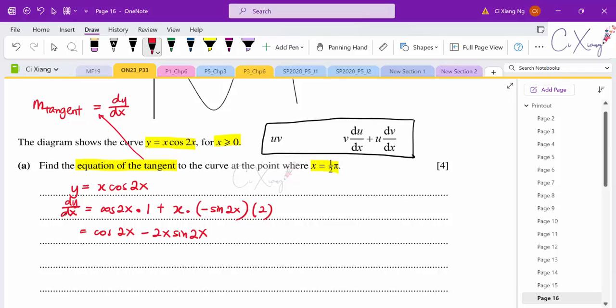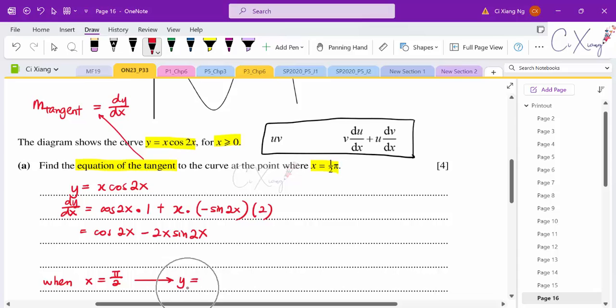Alright, and now we want to know what is the gradient of the tangent when x equals pi over 2. Therefore, you have to substitute x equals pi over 2 into the dy dx to get the gradient. Besides, I also need to find out the coordinate of y so that I can use this coordinate to find out the equation of the tangent. So how to find the value of y? Basically, you substitute into the original equation here. So I have pi over 2, then cos 2 times pi over 2. You have a pi.